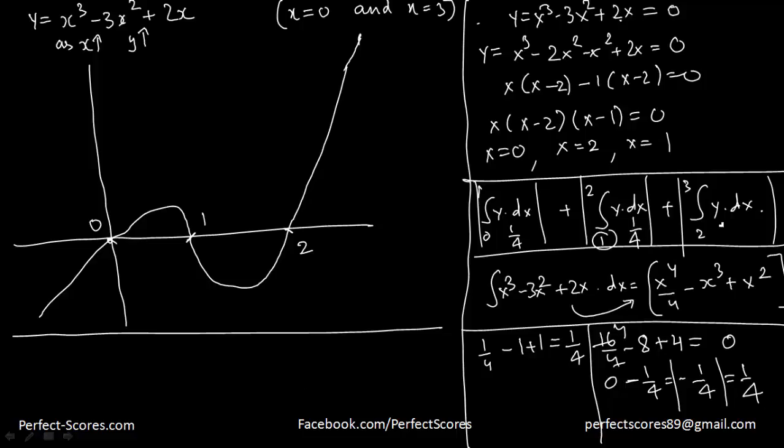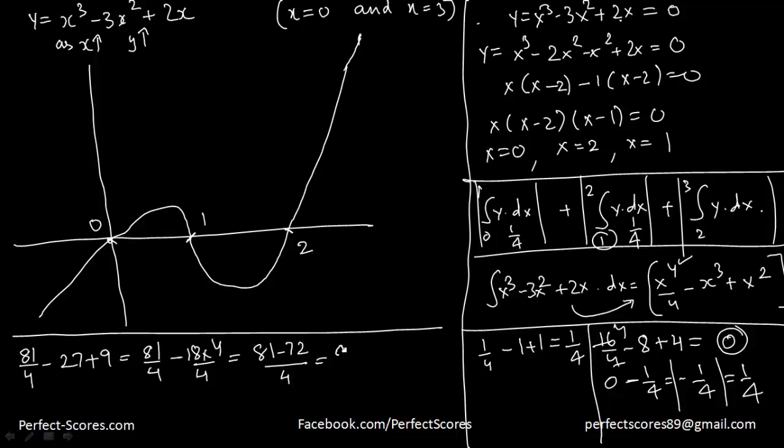Now let me find the 3 part and the 2 part. The 2 part I already know is actually equal to 0. So I'll just find the 3 part. If I find the 3 part, I'll substitute 3 here. So that's 3 to the power 4, which is 81 over 4 minus 27 plus 9. So that is going to be 81 over 4 minus 18, right? I multiply this by 4 and divide this by 4. So this is going to be equal to 81 minus 72 over 4, which is equal to 9 over 4. So that means this is 9 over 4.